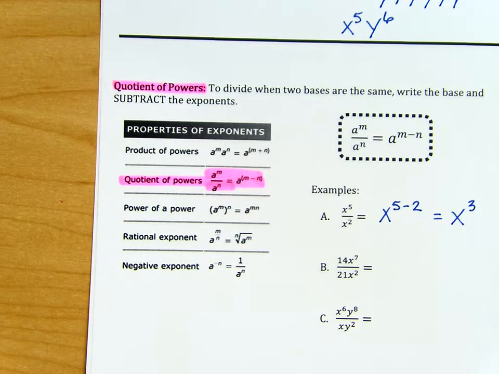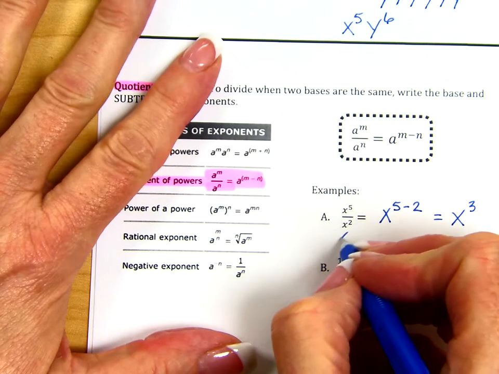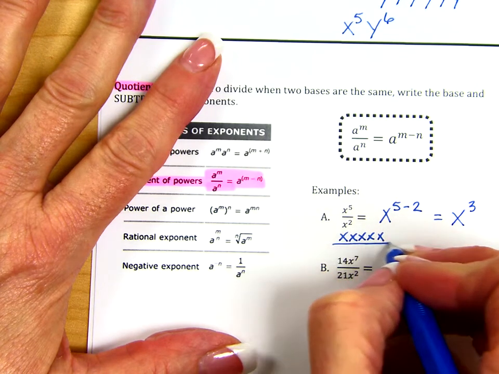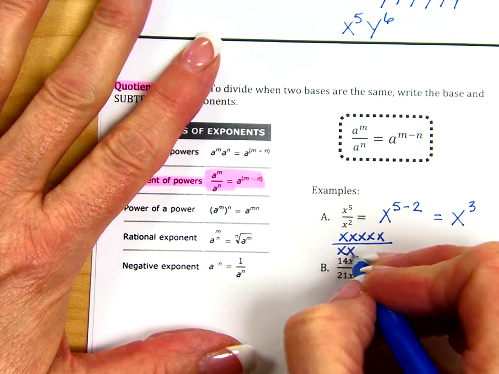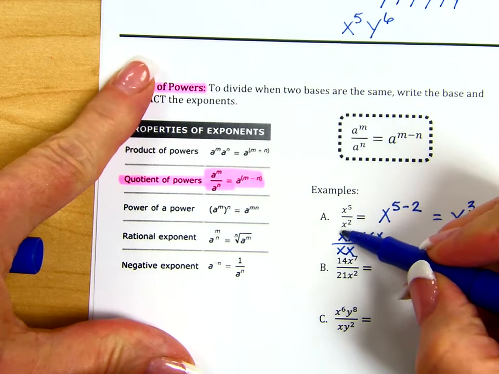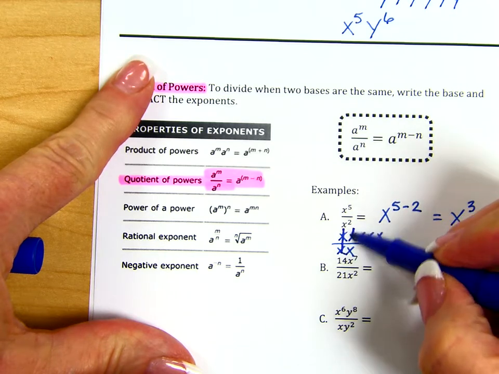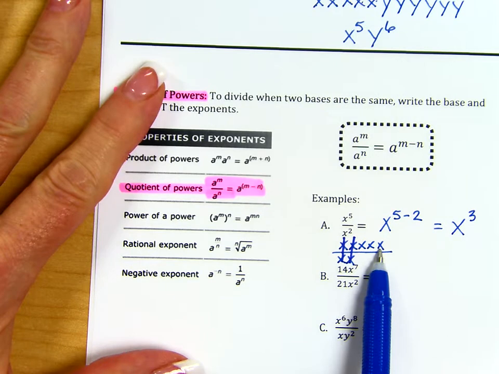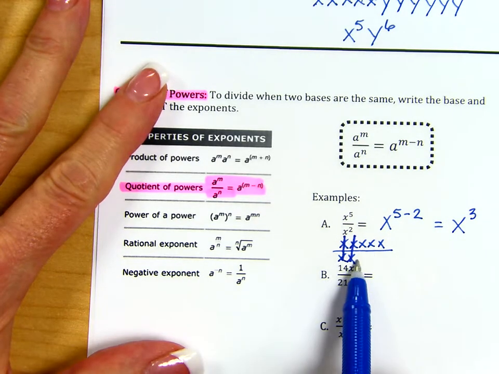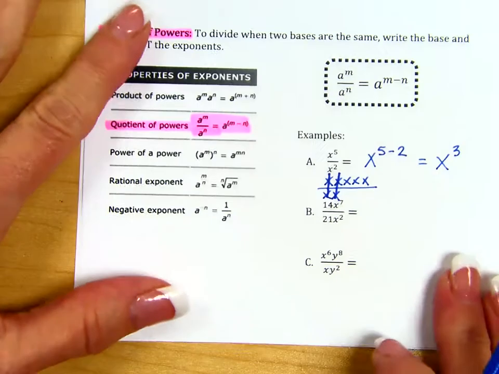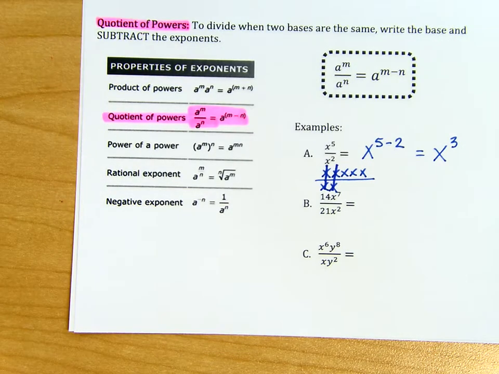So what does that look like expanded? If I take my 5 x's in the numerator that are all being multiplied together, and I have 2 x's in the denominator, then what I'm going to do there is just cancel out. So x divided by x is 1. X divided by x is 1. So what I'm left with is 3 x's in the numerator because these two got canceled out, so that's like we are subtracting them. So we get x to the 3rd.